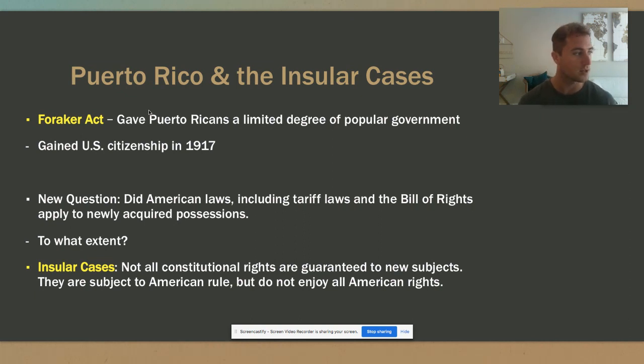We see Puerto Ricans are going to try and sue and come to the Supreme Court over issues of citizenship and protection of their rights. And in the Supreme Court, the Insular Cases decide that Puerto Ricans are unique, that they do not have all the constitutional rights that are guaranteed to all Americans, because they are subject to American rule. And these cases largely still stand in Puerto Rico today, 103 years later.